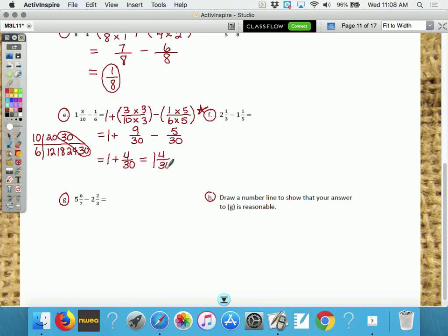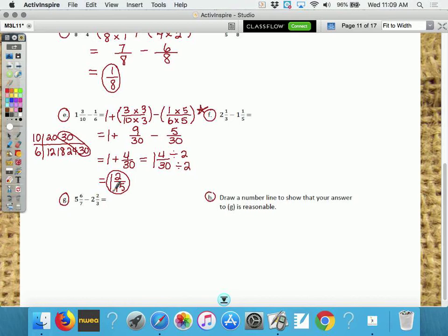But there's a problem with 4/30. They're both divisible by 2, aren't they? Yeah. So let's simplify that. I think I'm going to add another equal sign here. So that would be 1, and what's 4 divided by 2? 2. And 30 divided by 2? 15. Not everybody knows that. So 1 and 2/15.